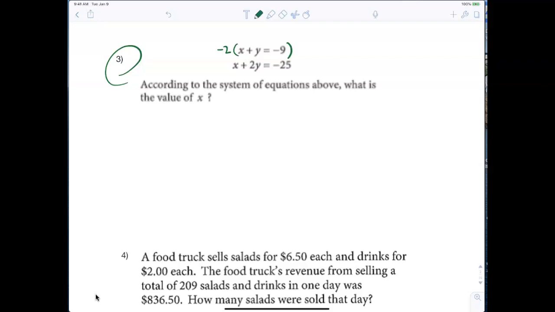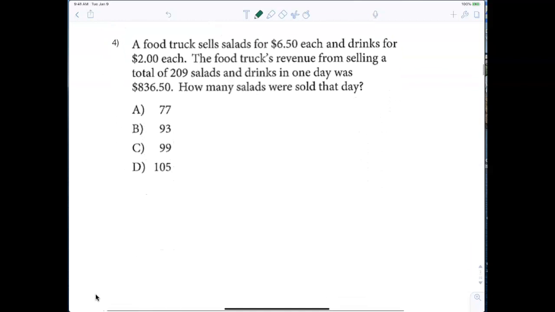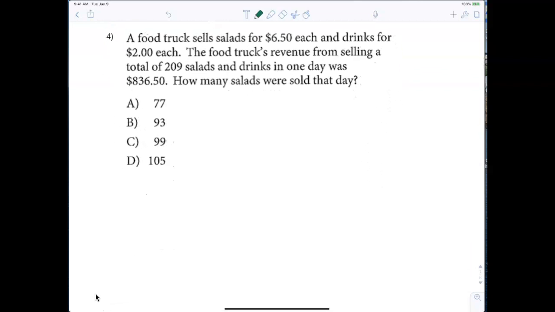Yes, if you want. I don't care if you use substitution. I don't care what method you use. All right, but to me it was just easier just to multiply the top by -2. But you can definitely create a substitution. All right, number 4. This is the one where you have to write your own equations.